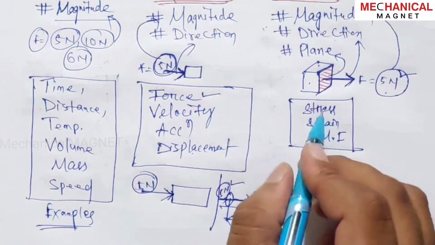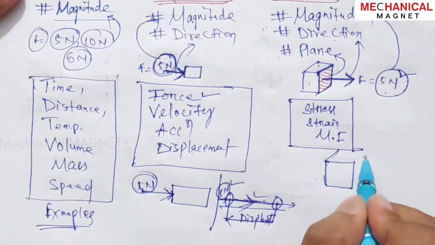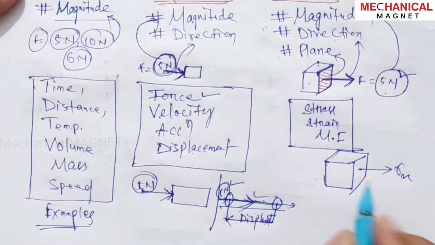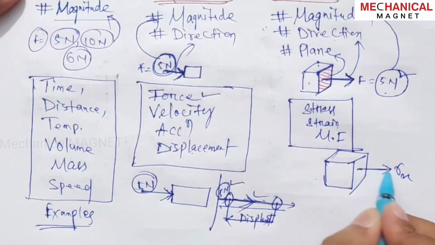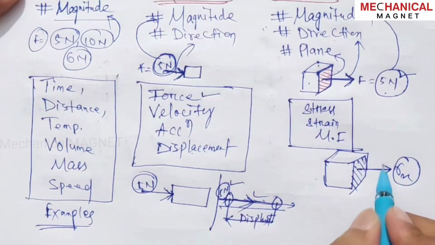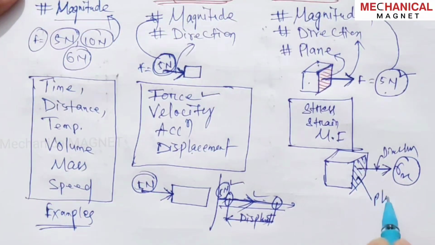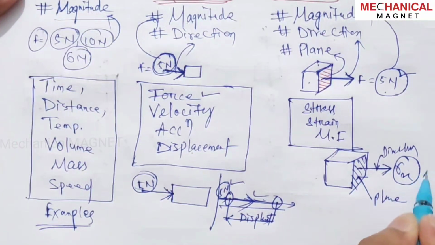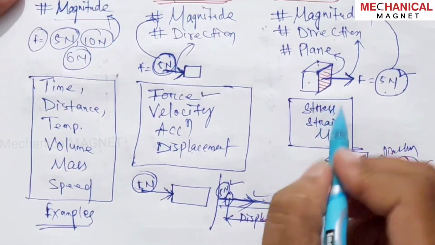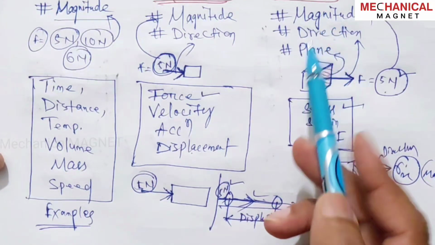Okay, so when stress is applied on a body, you can see this is a body, when a stress is applied, it is applied as sigma x, meaning stress in this direction and in a plane, this is a plane. Okay, so this is the magnitude, this is the direction, and this is the plane. Okay, and this is the magnitude. So we have three things, meaning stress has three things. Okay, and strain also has magnitude, direction, and plane.